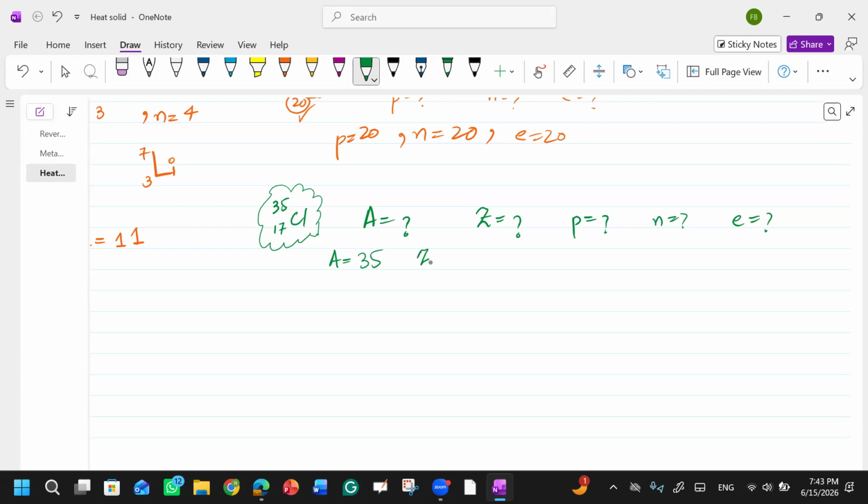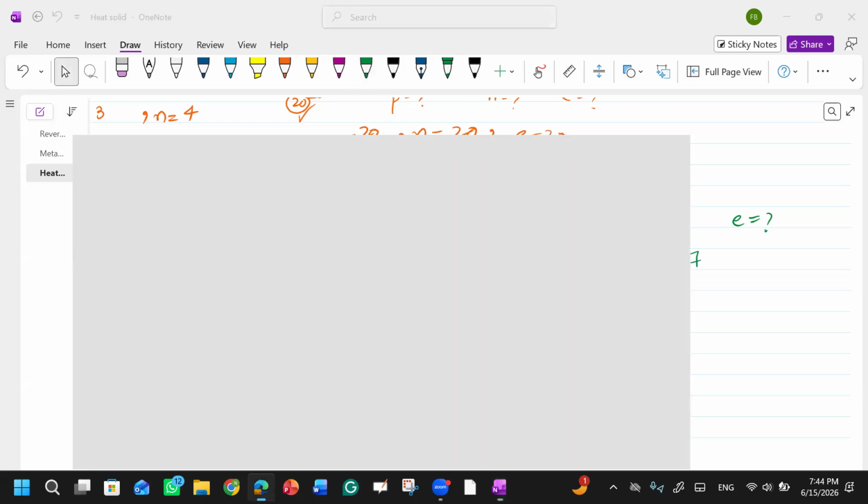What about the proton number? Z is the proton number or atomic number, so it will be 17. What about neutrons? Neutrons would be 35 minus 17, that is 18. What about electrons? The proton and electron numbers are the same, so 17. Are you clear with this? How do we calculate the neutrons? You just need to subtract the proton number from the mass number. Simple, right?